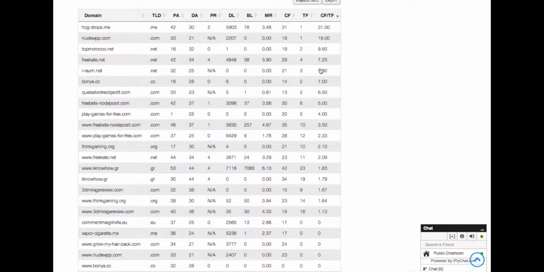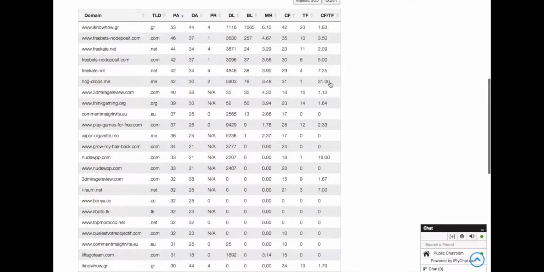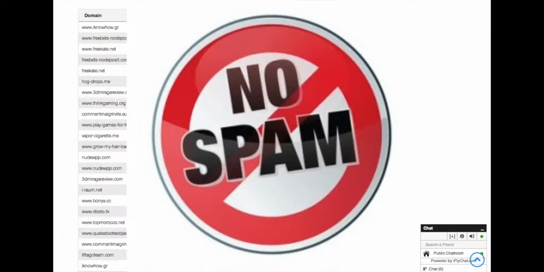Let's look at some examples. On the list here, you see domains with high domain authority and high page authority, but also very high CF-TF ratios. These domains are not worth wasting time to look at. Using the CF-TF ratio, you have a metric to quickly sort out spammy domains, which will save you plenty of time while searching for domains.